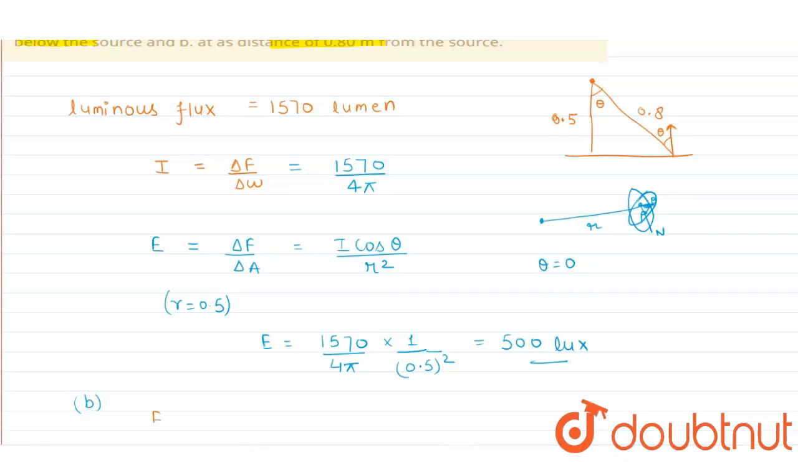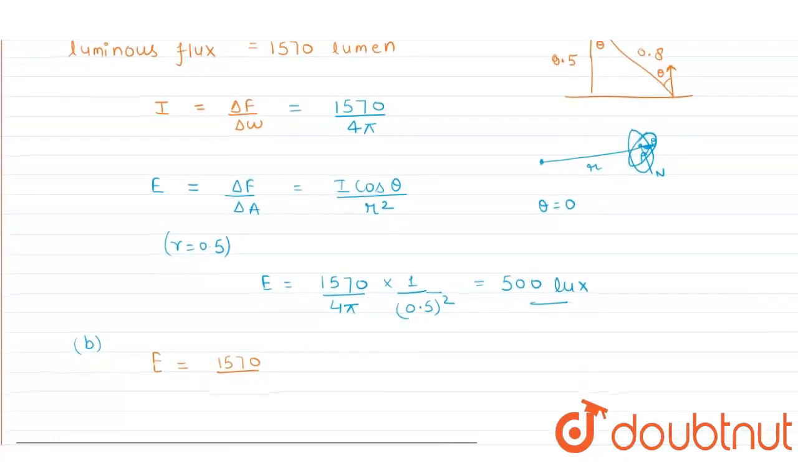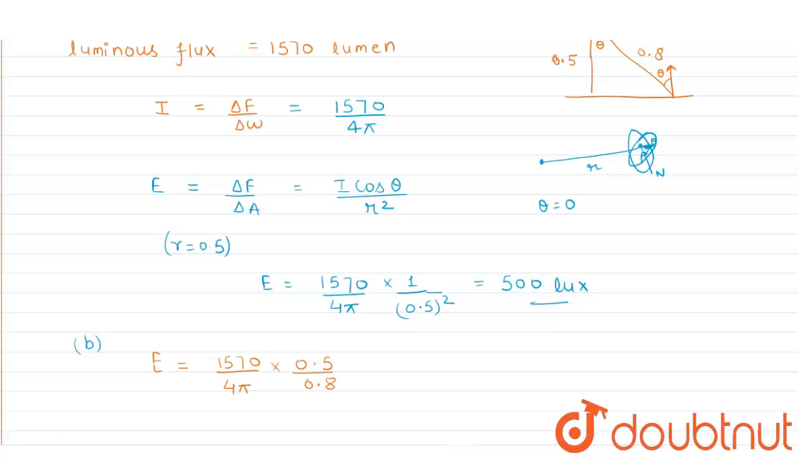So here the illuminance, that is E, is equal to 1570 upon 4 pi into cos theta, that is 0.5 upon 0.8. As we know, cos theta is equal to base upon hypotenuse. So put the value into 1 upon the distance 0.8 square, and by solving this we get the value of E as 122 lux. This is our answer. Thank you.